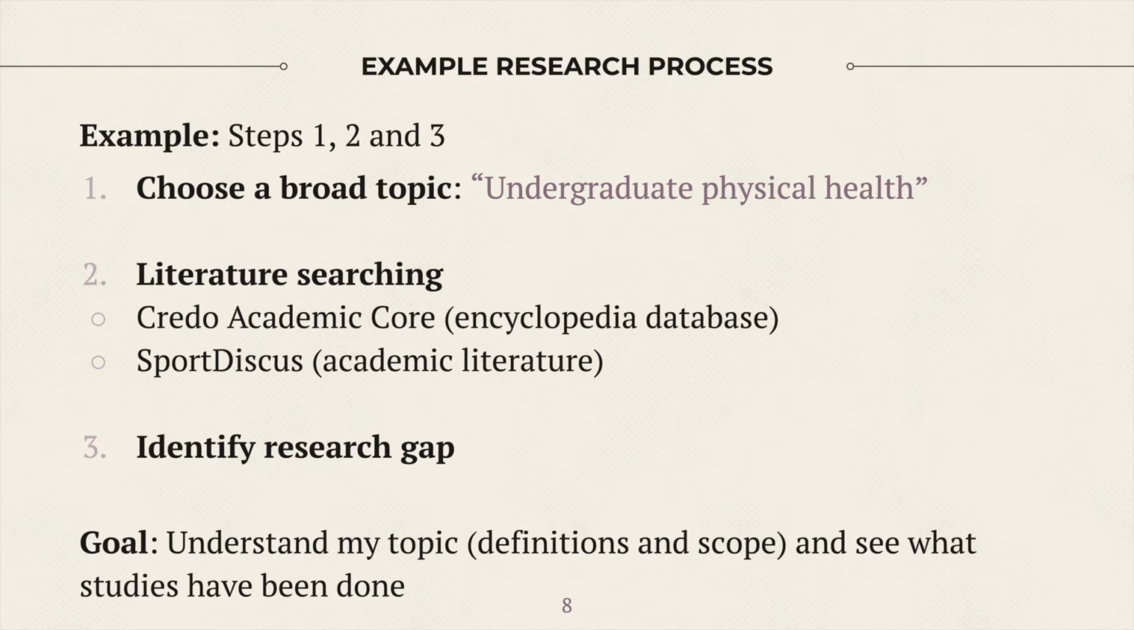And then step 3, once I've found a few articles and saved them and done some searching, I'm going to identify a research gap. And I have some example articles to demonstrate how I came to my research gap and those conclusions. Really, the goal here is I want to understand my topic: the definitions that are important and the scope. So what does undergraduate physical health involve? And I want to see what studies have been done so far to this point.